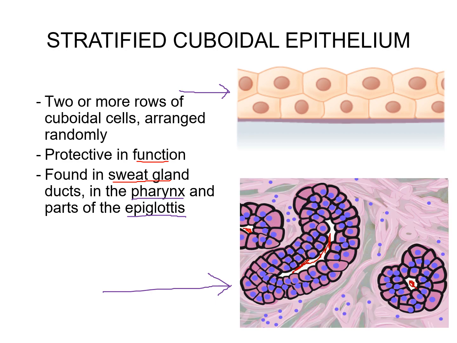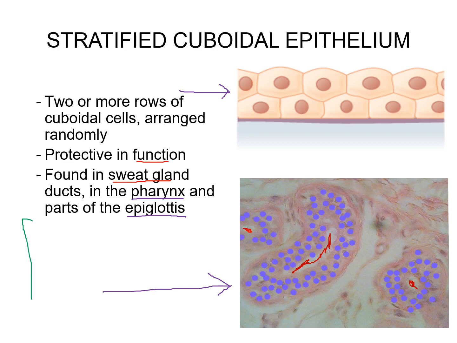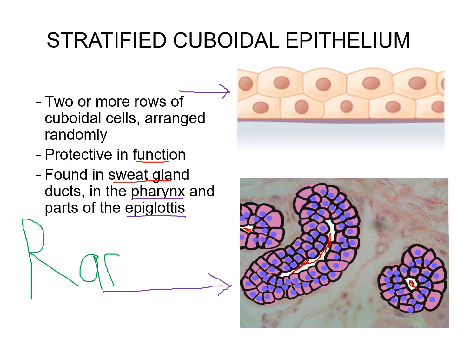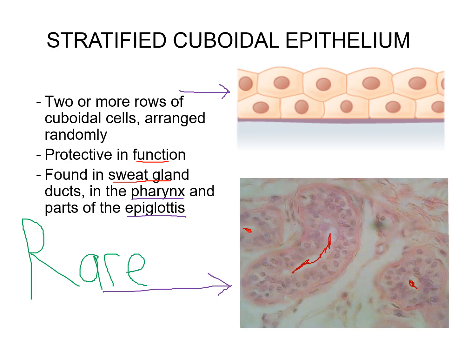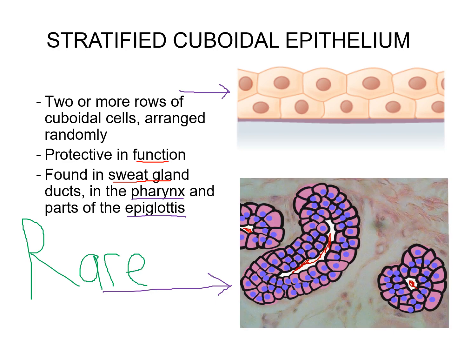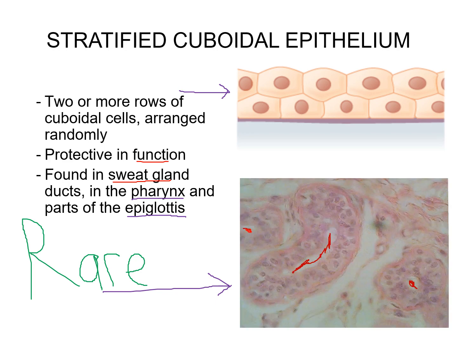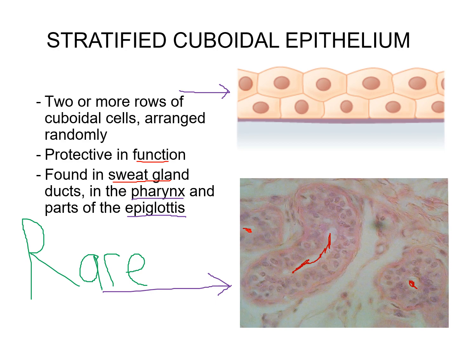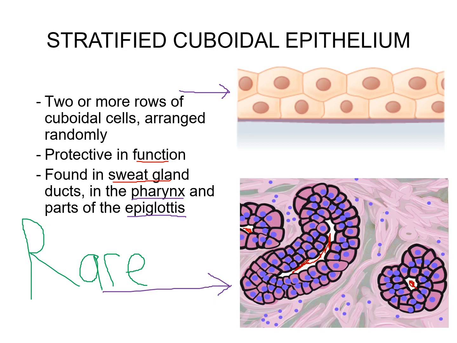Main thing I want you to know here is this is a very rare tissue in the body. It's really, really hard to find this. As I just mentioned, some sweat glands, some very small parts in the back of your throat, and that's really it. It's really hard from head to toe. It's hard to find this type of tissue. It's kind of a rare tissue in the body.